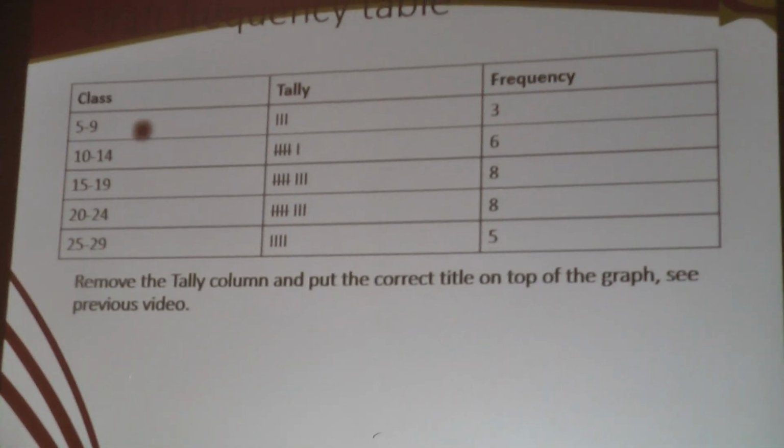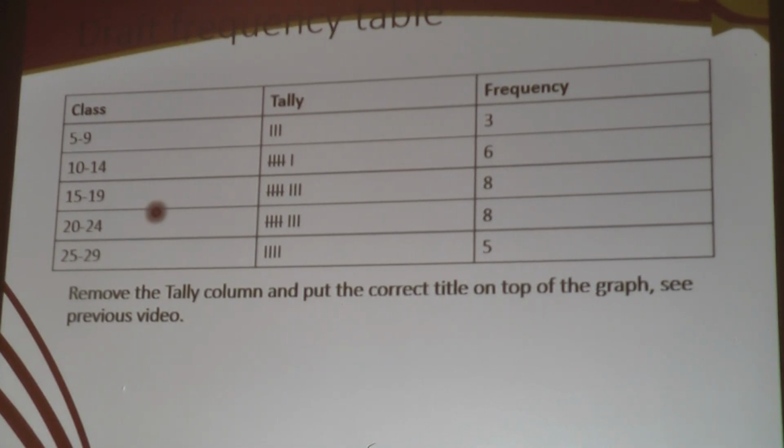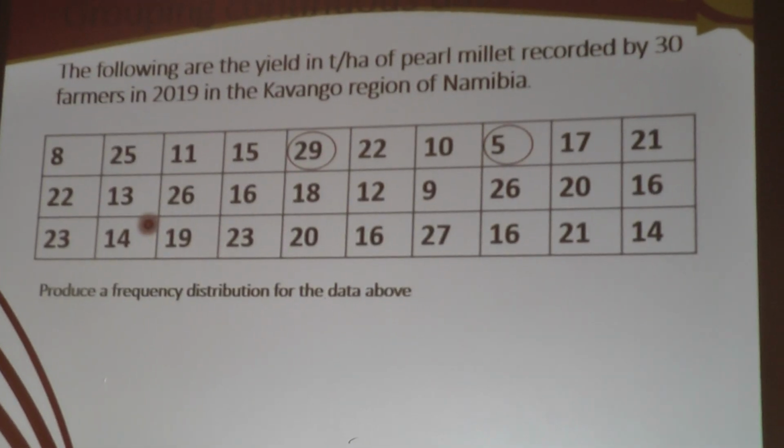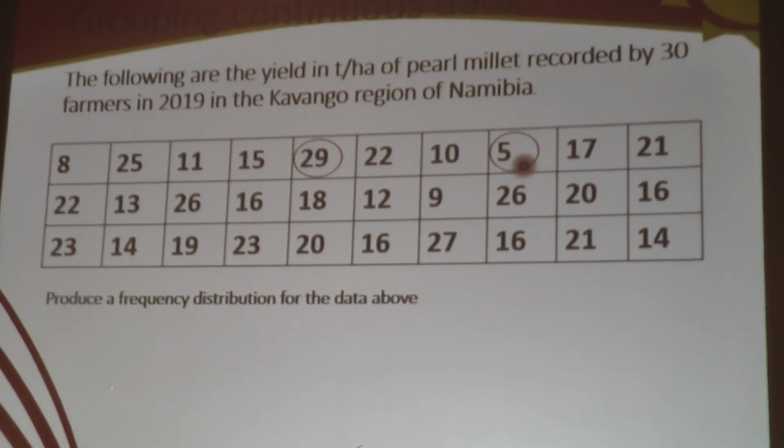Now, with that, I want you to pay particular attention. You go back to your data. What is your minimum value? Your minimum value is 5.